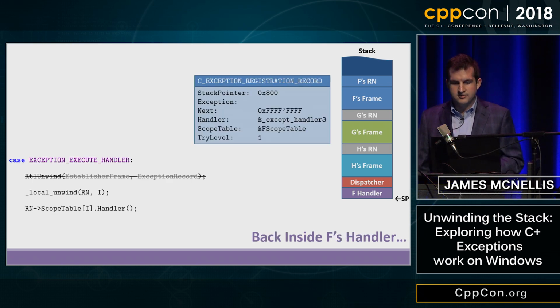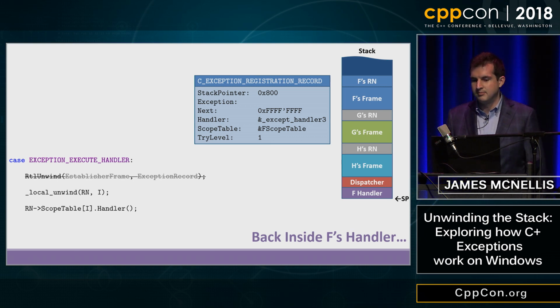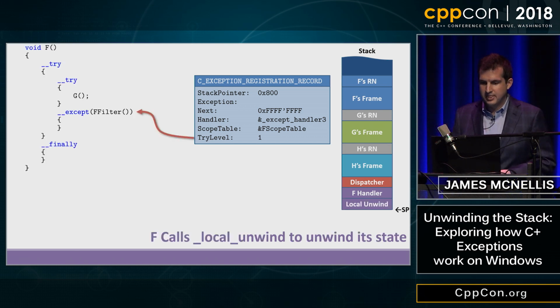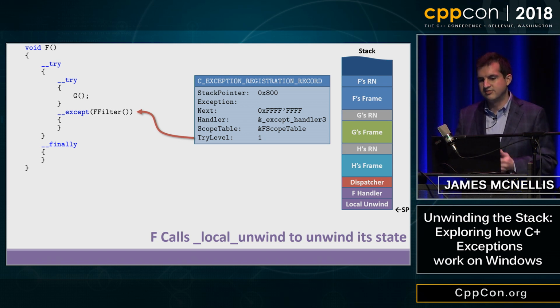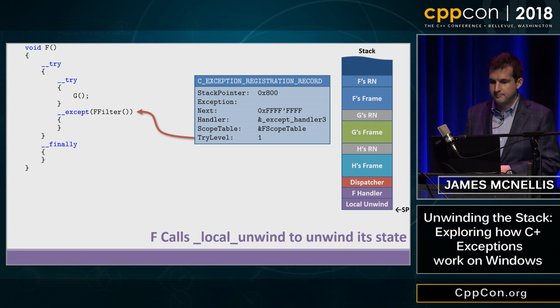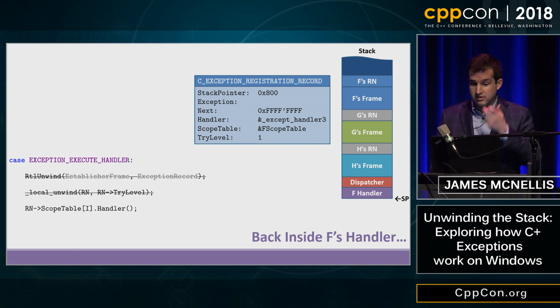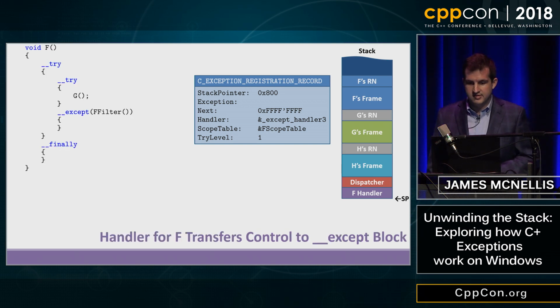So back inside the handler for F, we've now completed the global unwind. So we've successfully unwound all of the nested frames. We now have to call local unwind to unwind any nested states in our frame. So inside of local unwind, we observe that the current state is 1, which is the same as our target state. So it's the same as the state of the accept block that we're processing. So this means that we have no work to do, but if there had been a nested finally block, we would have run it. So local unwind now returns, and back in the handler, we've now completed the local unwind. We can now transfer control to the accept block.